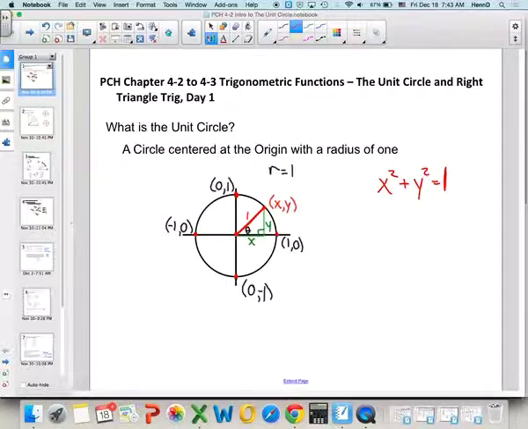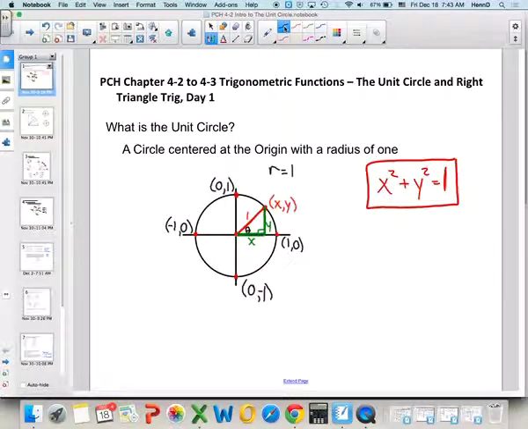One thing I want to point out is notice how all of this relates to the Pythagorean theorem: a squared plus b squared equals c squared. For every point on the unit circle, the x-coordinate will give us one side of this little right triangle. The y-coordinate will give us this side of the right triangle. And then we have this angle theta, that's the angle in standard position.